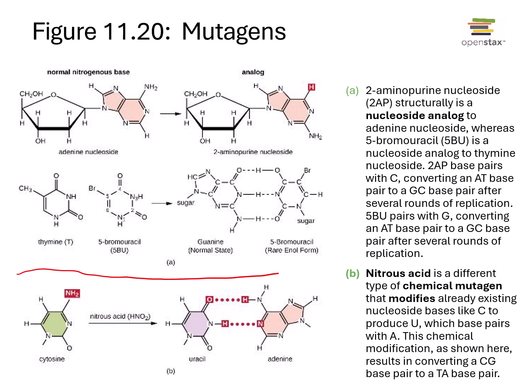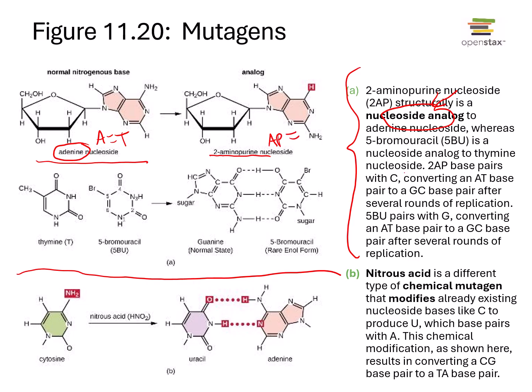We have two types here. At the top half, we have nucleoside analogs. These are mutagens that look just like one of our normal bases. So here is normal adenine nucleoside, and here is a mutagen, a nucleoside analog. This is 2AP, 2-aminopurine nucleoside. It looks just like A, but whereas A usually pairs with T, the AP analog pairs with C. So after a few rounds of replication, this will turn into a GC base pair, whereas it used to be AT in the wild type normal DNA.